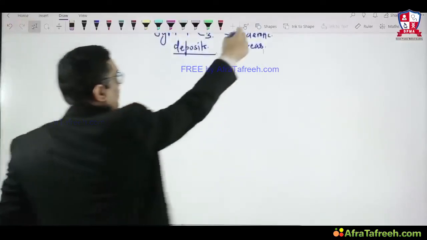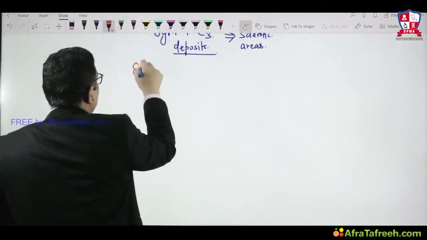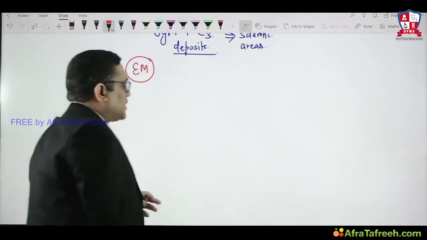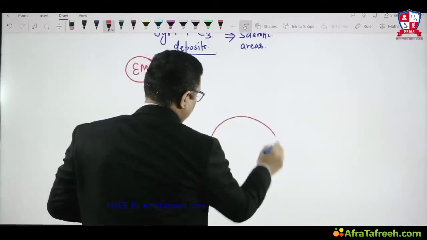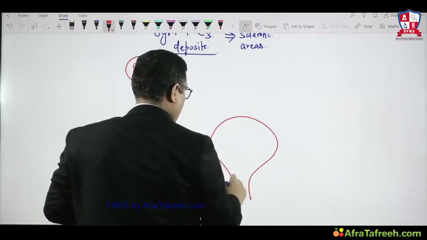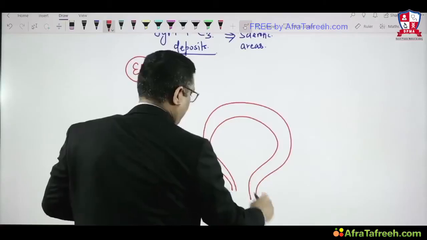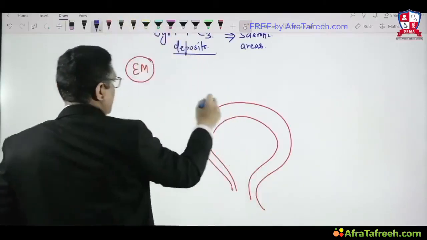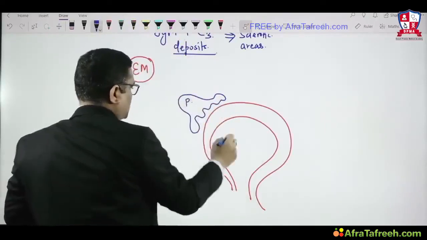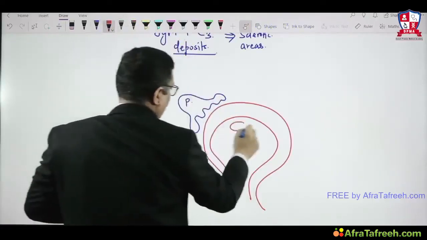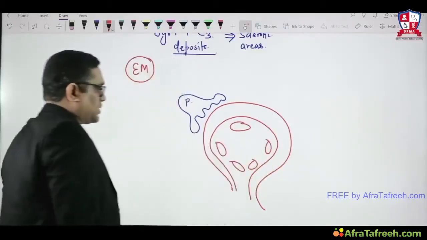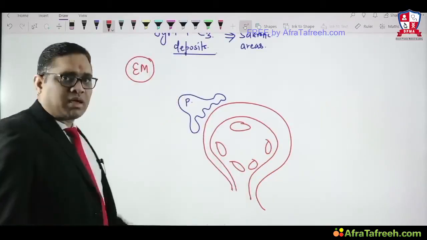Coming to electron microscopy, what are the things you are going to see? Again I would like to draw a glomerular capillary. This is the capillary basement membrane, and there are podocytes. The capillary is lined by endothelium. The glomerular basement membrane will have collagen deposition.